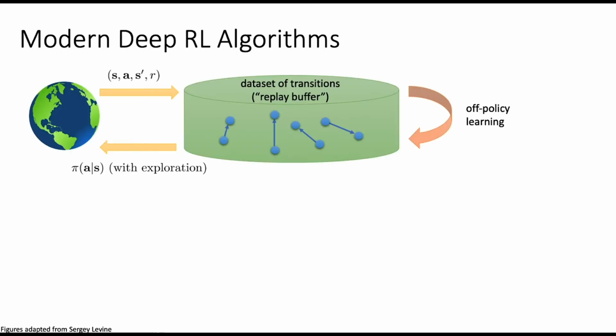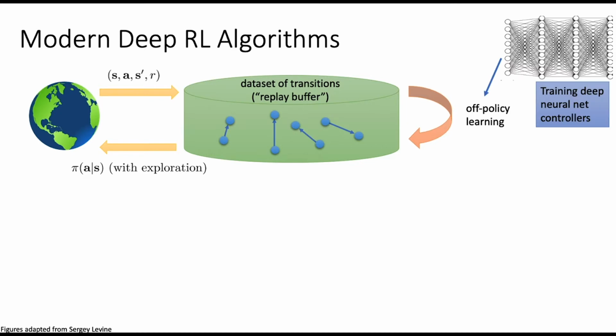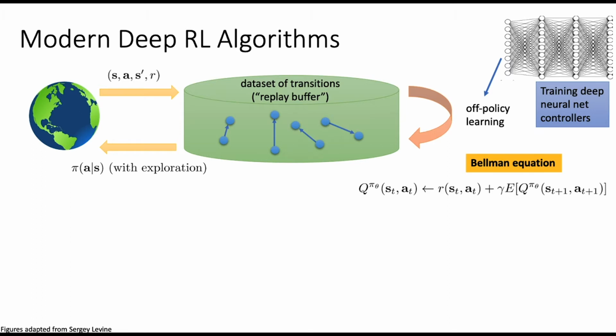Modern deep RL algorithms typically have the following form. They employ a replay buffer that stores all the past historical experience that has been collected by the agent. And then they perform some sort of off-policy learning to train deep neural network controllers on top of this replay buffer. Some of the most popular off-policy deep RL algorithms are based on training a Q function or an actual value function, which is trained using some sort of consistency objective on the Bellman equation.